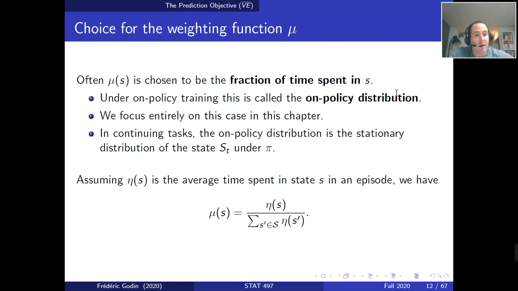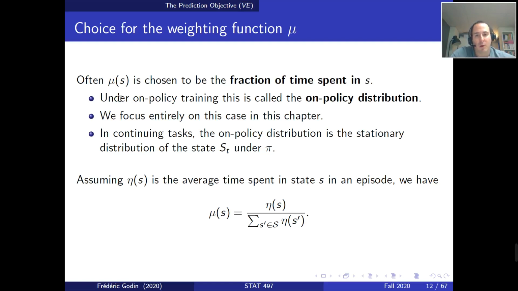In the textbook, and in this course, we will focus exclusively on this distribution mu. In practice, there might be other reasonable choices for mu, but we won't discuss that here. We'll just stick with that proposed choice from the textbook.